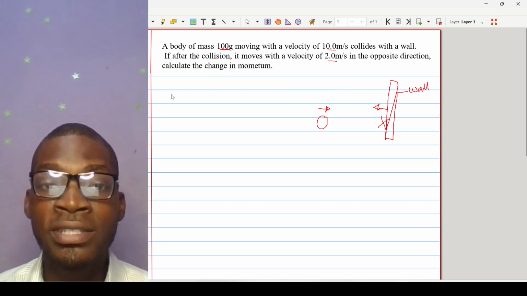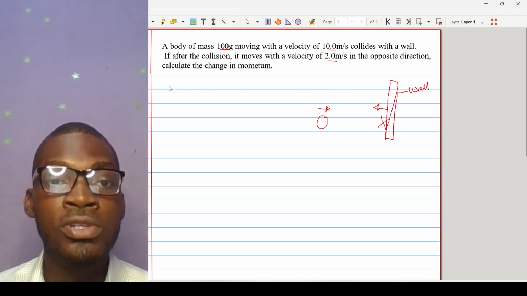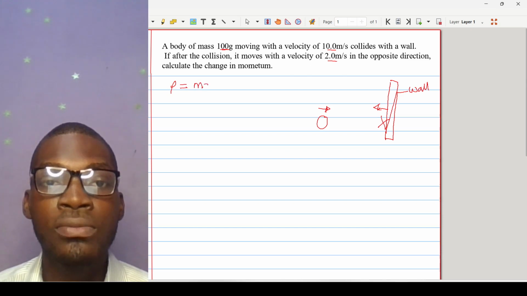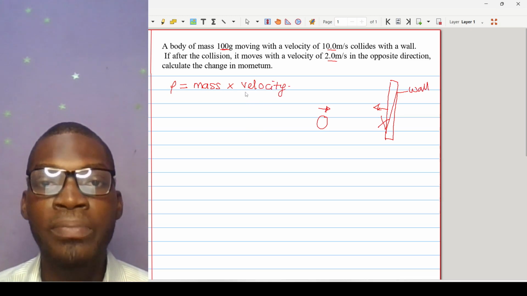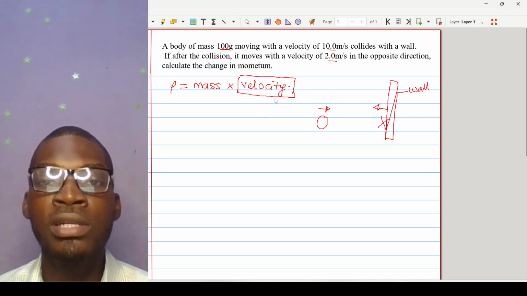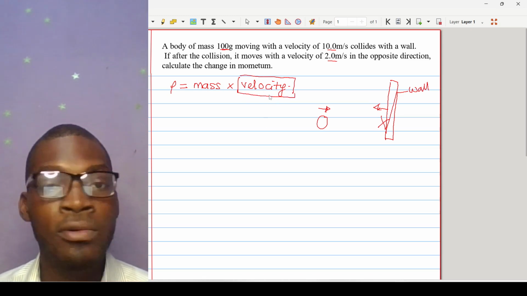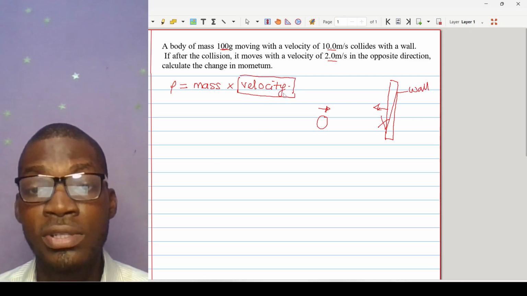The first thing that we need to do in order to solve this question is to know our formula for momentum. So I'm going to write that out first. Momentum is the product of mass times velocity. Now, as a result of velocity being part of the formula, we would know that momentum is not a scalar quantity, it's a vector quantity.